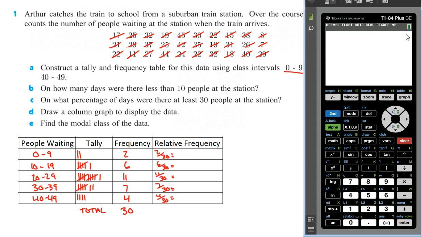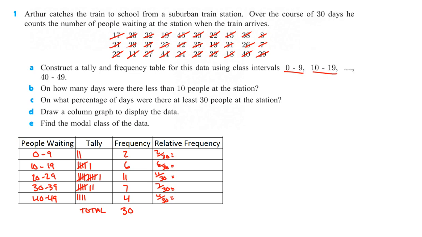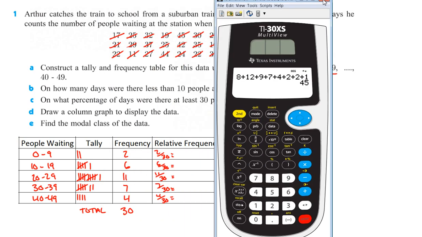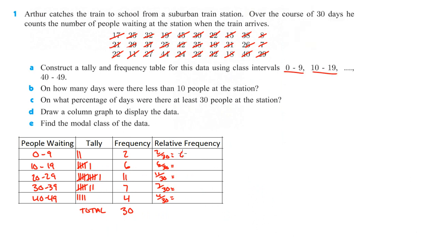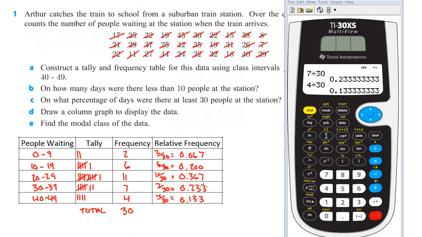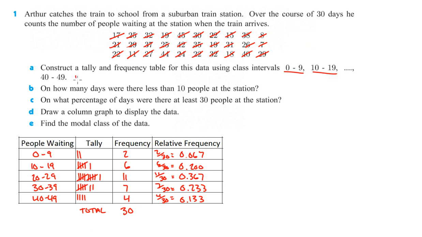Let's not use that one. Let's use our scientific one. That's just a little simpler. Either one doesn't matter. All right, so 2 divided by 30 gives us 0.067, we'll call it. Okay, and I'll go through and calculate the rest. Okay, so here's what we end up for all those relative frequencies there. Okay, so we did that below here.